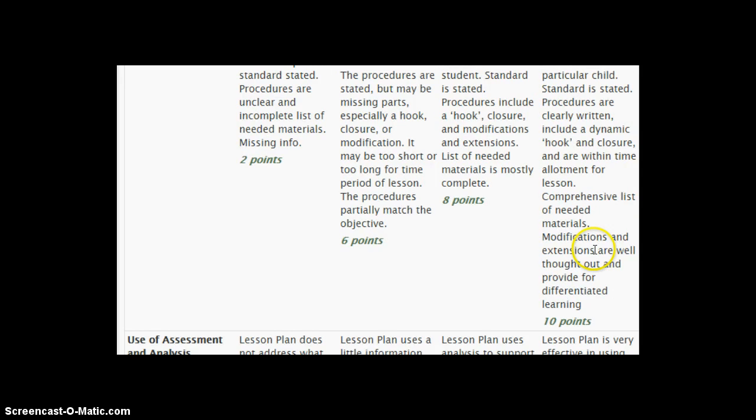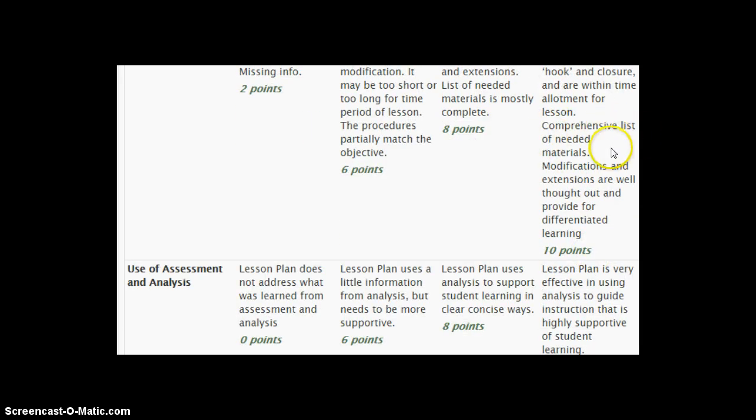Make sure you allot time for the lesson. Do you have a comprehensive list of needed materials? So if you tell me that you're going to use a computer game or an app or a worksheet or a PowerPoint, I need to have a link to that game or I need to have that worksheet attached to the lesson plan. I need to see exactly the materials that you're using in this lesson. And the modifications and accommodations or extensions are well thought out and provide for differentiated learning. So there may not be modifications. You could insert the word accommodations in that place. And are you thinking about the ways to differentiate?